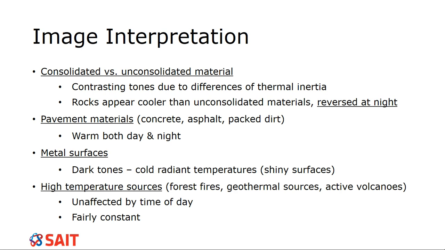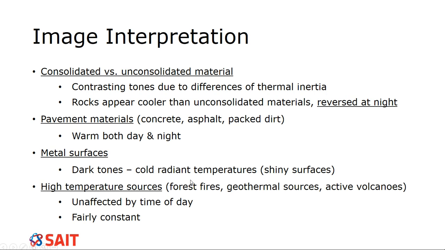So we have consolidated, which is like dense, and unconsolidated, which is loose materials. It depends on the thermal inertia of the material, and so the contrast tones are going to be affected by that. If you have two that are right beside each other, sometimes they will show a difference in contrast, sometimes they won't. But generally rocks, which are like consolidated soil, appear cooler than unconsolidated materials during the day, and then it will reverse at night. Pavement is warm all the time, and then metal surfaces are always dark.